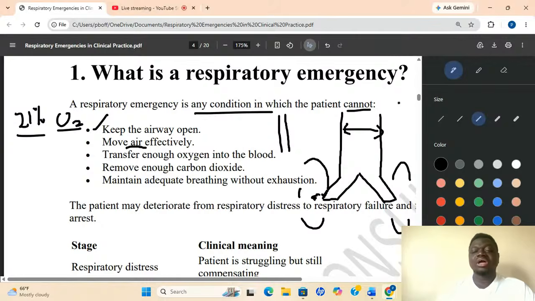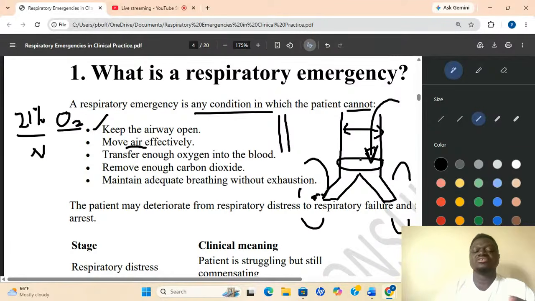So I am having a problem sending air down. The body only needs what? It needs the oxygen. Nitrogen and all those gases are there to keep the airways and everything open. But you are having a challenge with what? Moving air down. What is causing that? Is it that the airway is blocked?